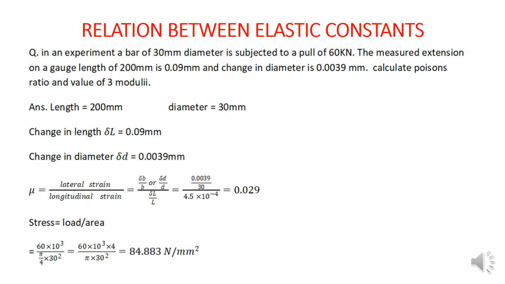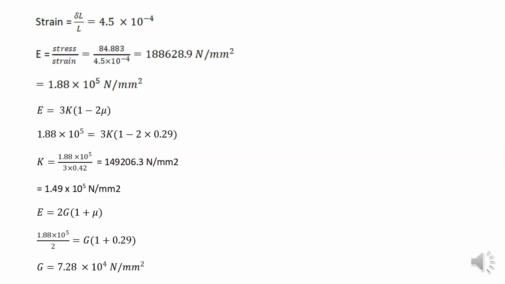Now strain. What do you mean by strain? Which is the longitudinal strain, and we got the value as delta L divided by L, which is equal to 4.5 into 10 raised to minus 4. So we know the value of stress and also strain. So just divide stress by strain, and you will get the value of Young's modulus as 1.88 into 10 raised to 5 Newton per mm square.